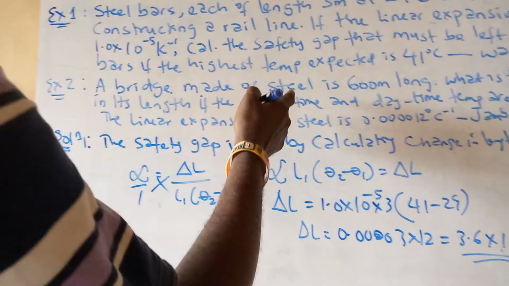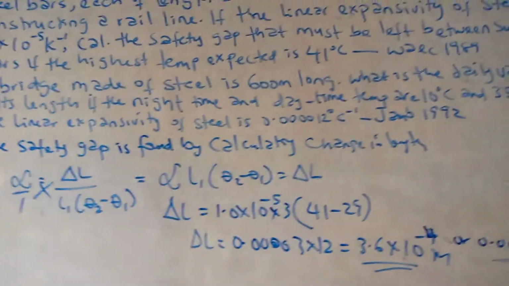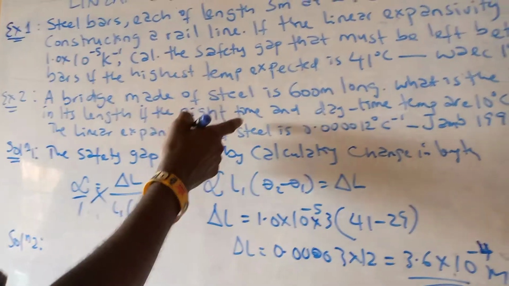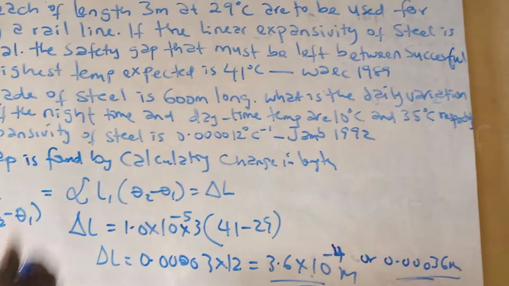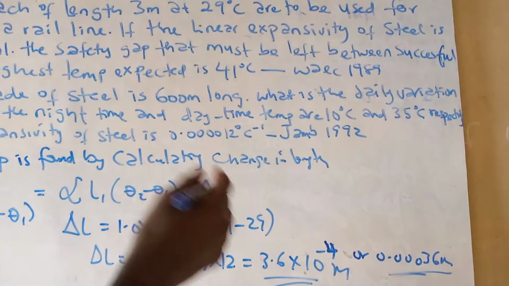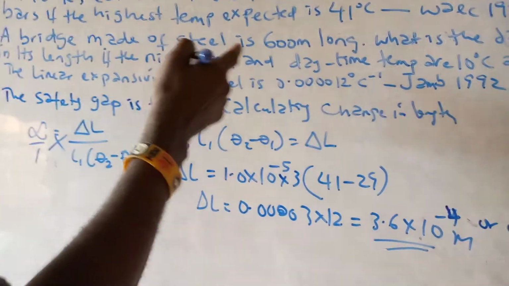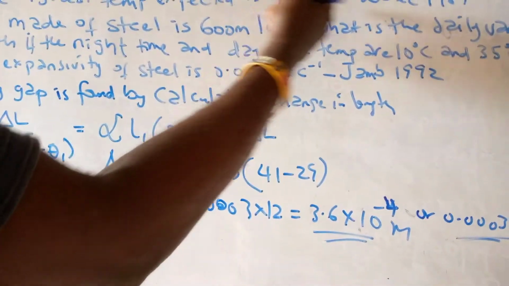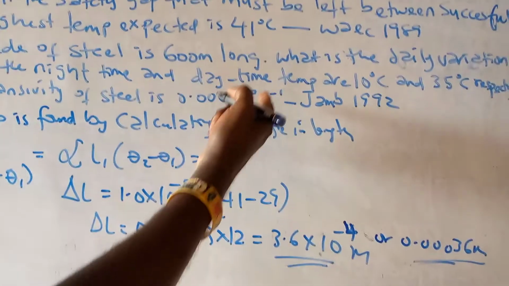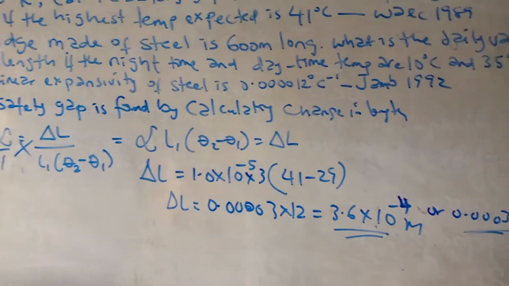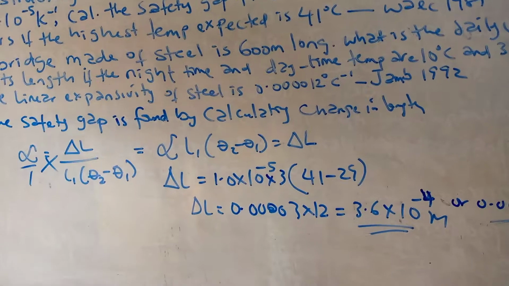A bridge made of steel is 600 meters long. What is the daily variation in its length if the night time and daytime temperatures are 10 degrees centigrade and 35 degrees centigrade respectively? The linear expansivity of steel is 1.2 times 10 to the power minus 5. The first question is WAEC 1989. The second one is JAMB 1992. So let's look at that quickly.